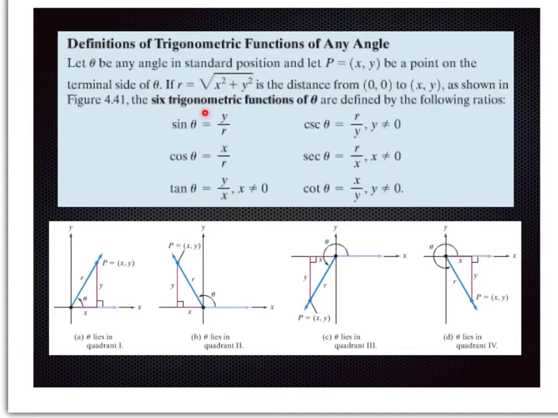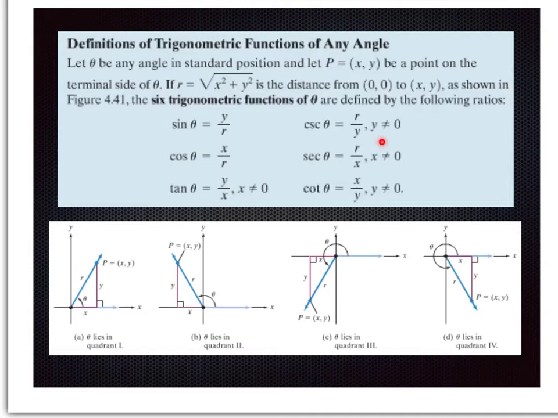Cosine on the unit circle, remember that corresponded to the x coordinate point, right? However, the unit circle had a radius of 1, so that's why we only looked at x. So now we're going to look at x over r. Tangent is still y over x. Cotangent is the reciprocal of that, so that's x over y. And notice that secant, the reciprocal of cosine, is r over x. Cosecant, the reciprocal of sine, is r over y.